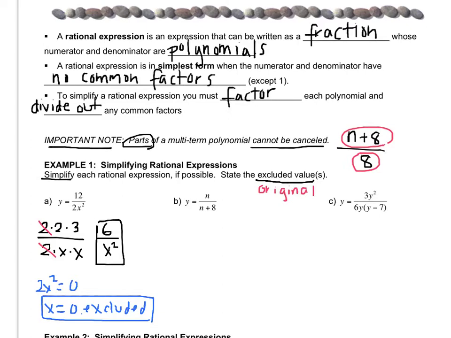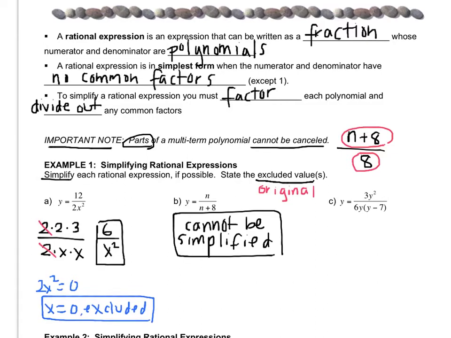I can't really break anything down because I can't break up a binomial. I just told you that. So technically, this can't be simplified. But we do want to say what the excluded values are. So you take your denominator and you see what do you need to make it 0. So the value n equals -8 will be the excluded value.